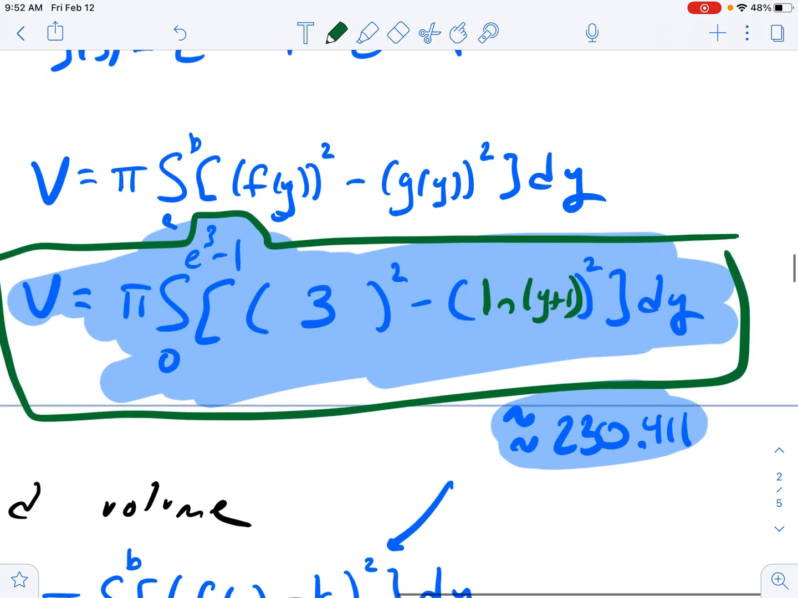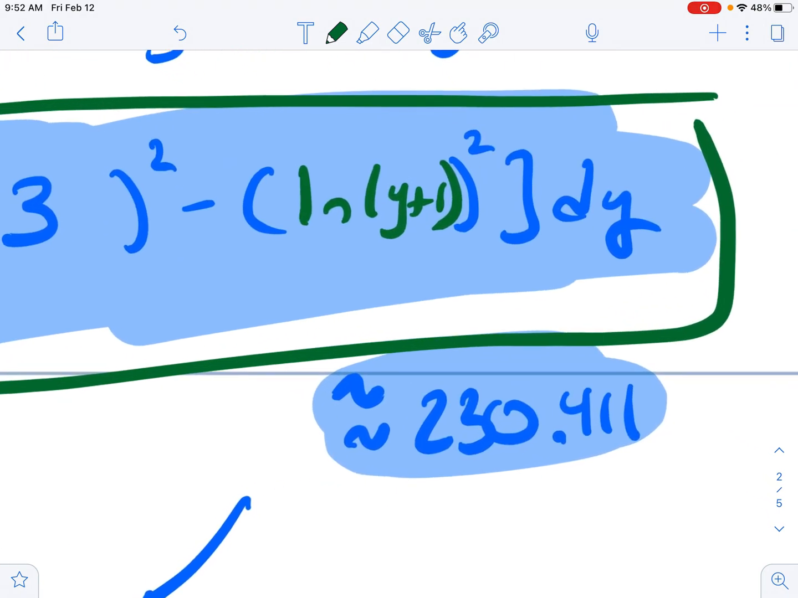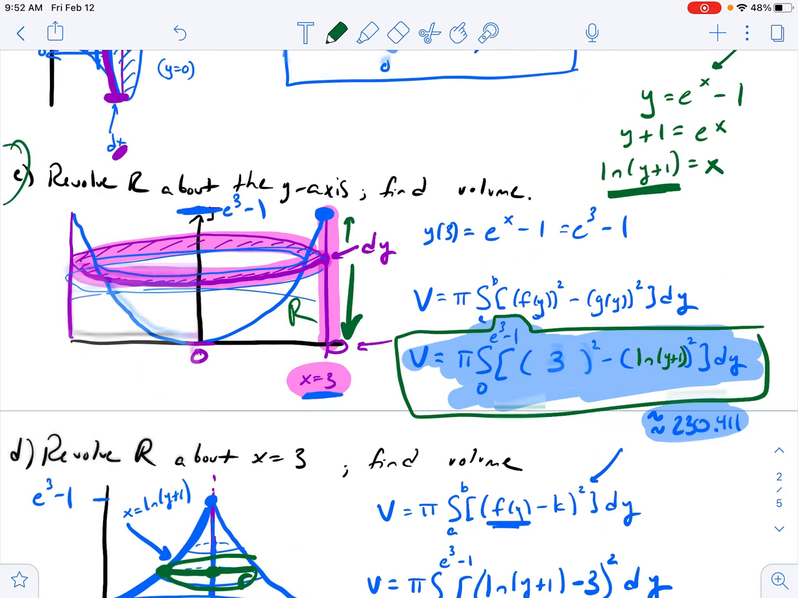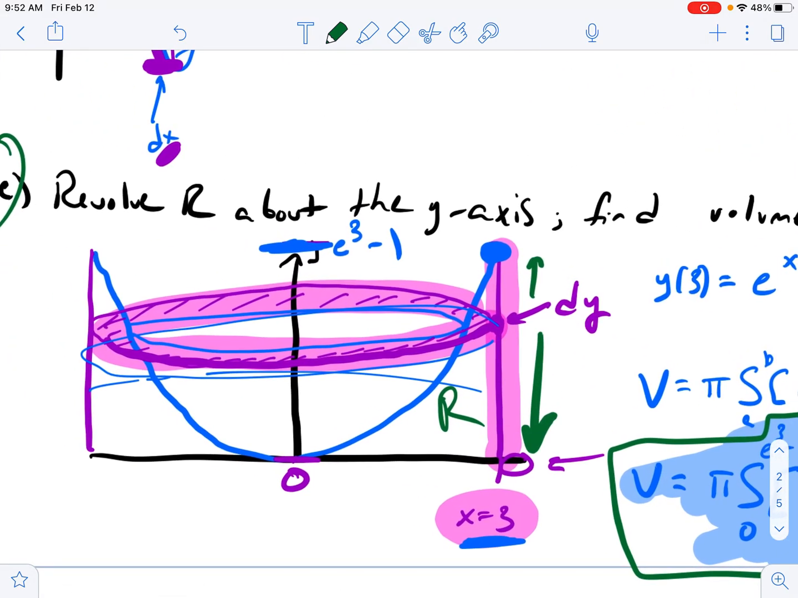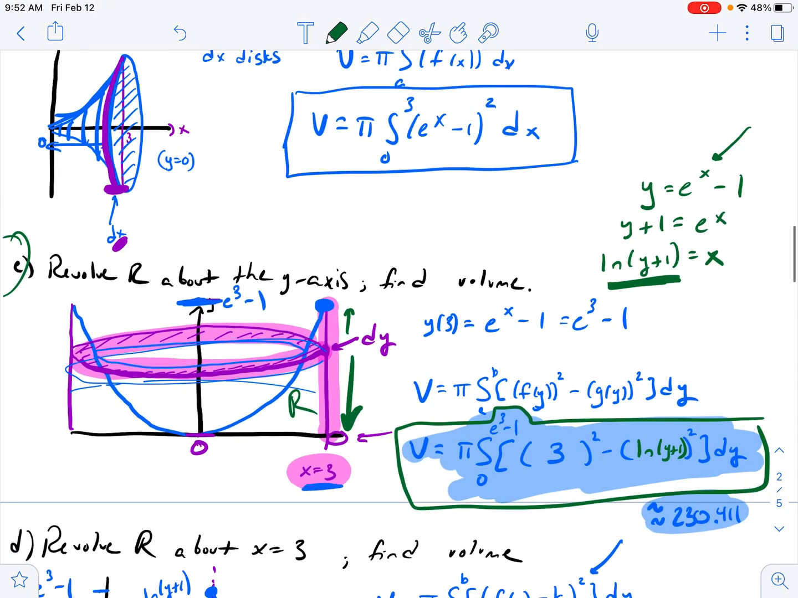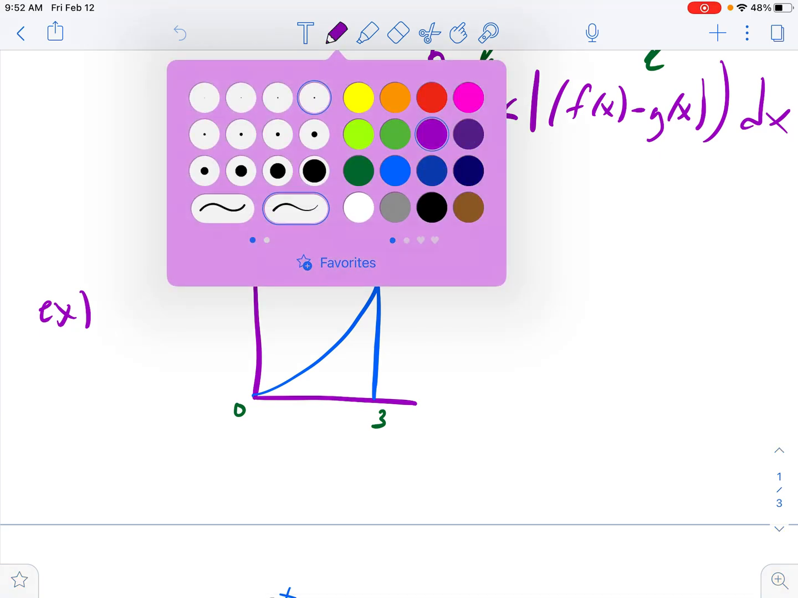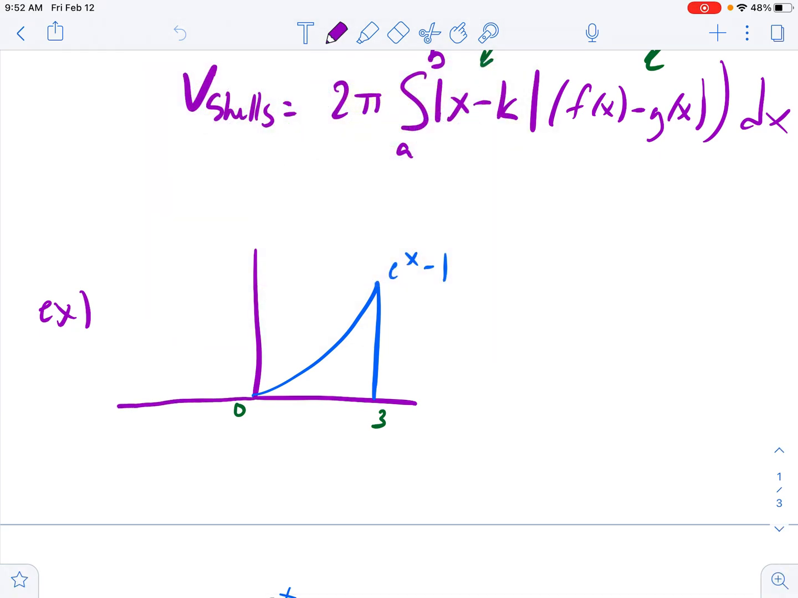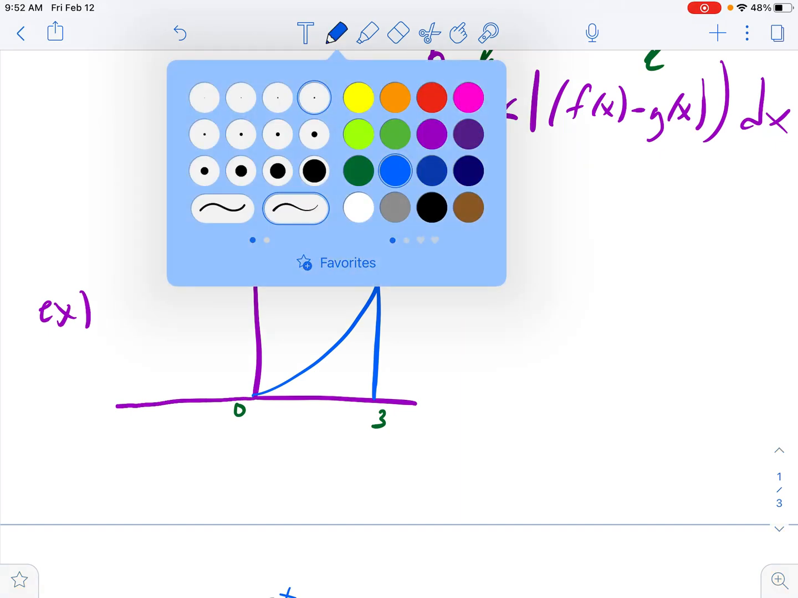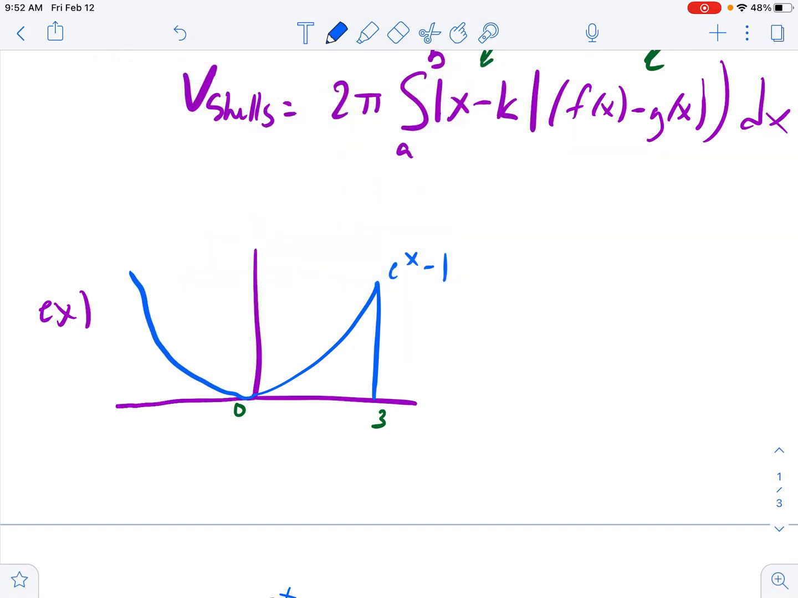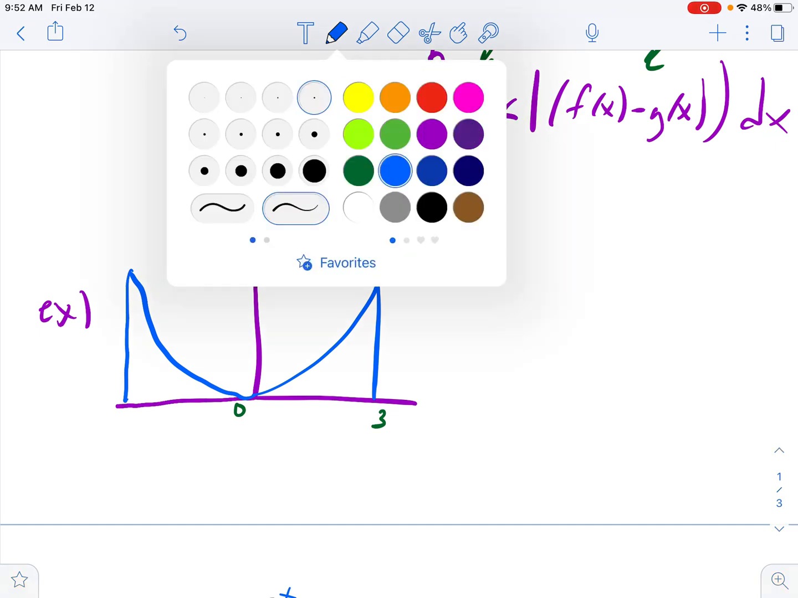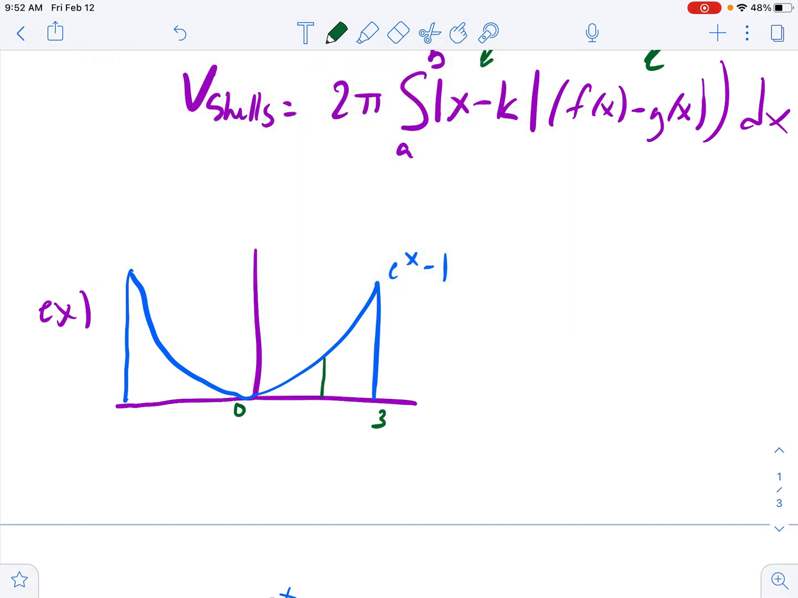All right, and after I punched it in, I got about 230.411. So when we wrapped this originally, we got what we were classifying as dy washers. Well, now the idea is we can find this same volume, and it shouldn't be quite as much effort. So take a look. I will wrap around the y-axis. Instead of drawing in the washers, I'm going to take a vertical slice. I'm going to wrap that, and I'm going to see that I have shells now.